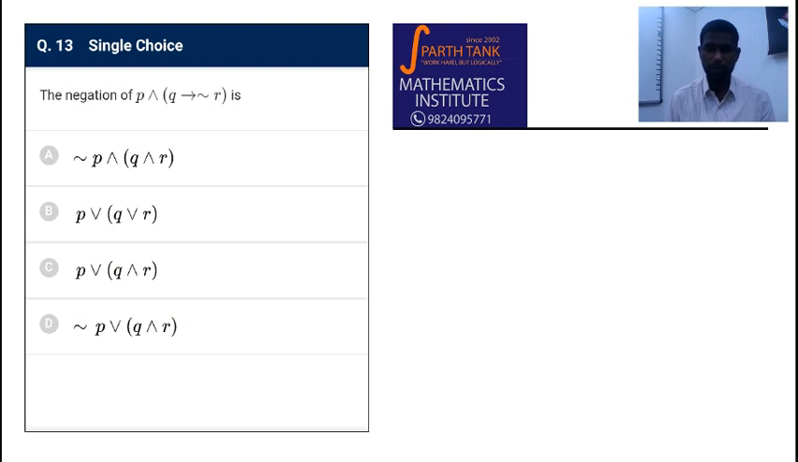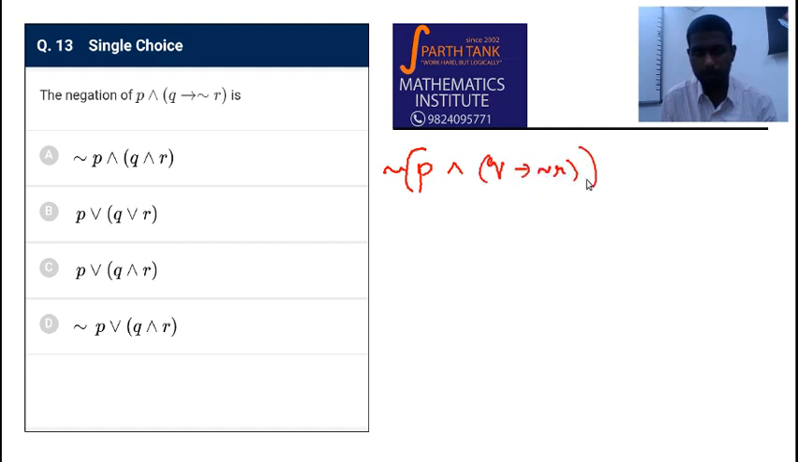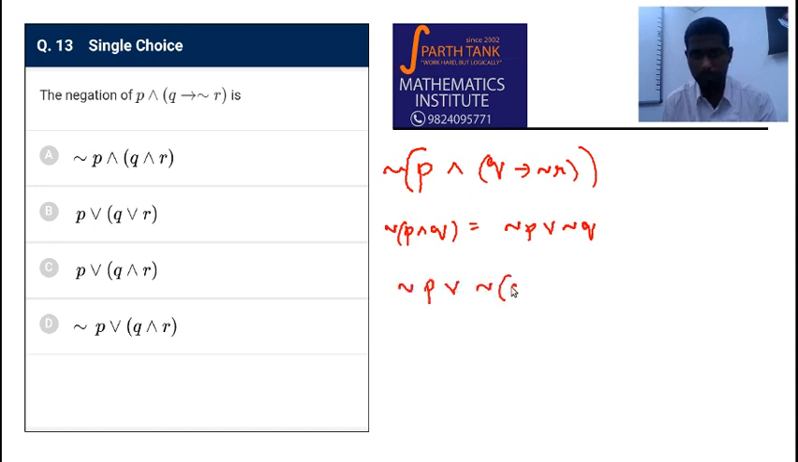The negation of (P and Q) implies not R is. Now we know that the negation of P and Q should be negation of P or negation of Q, right? De Morgan's law. So the first step, this would become negation of P or negation of Q implies negation R, right?